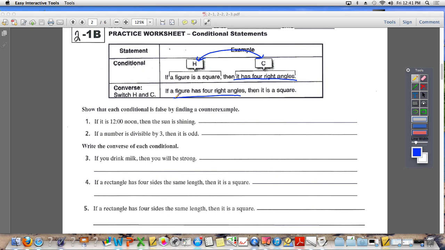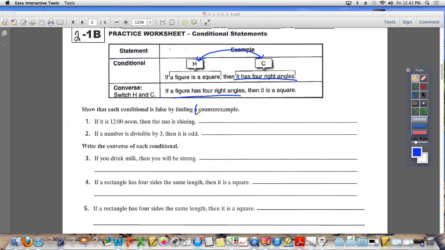By the way, you guys just told me rectangle makes it not true. So what is a rectangle called in this case? A counterexample. Very nice. All right. Show that each conditional statement is false by finding a counterexample.